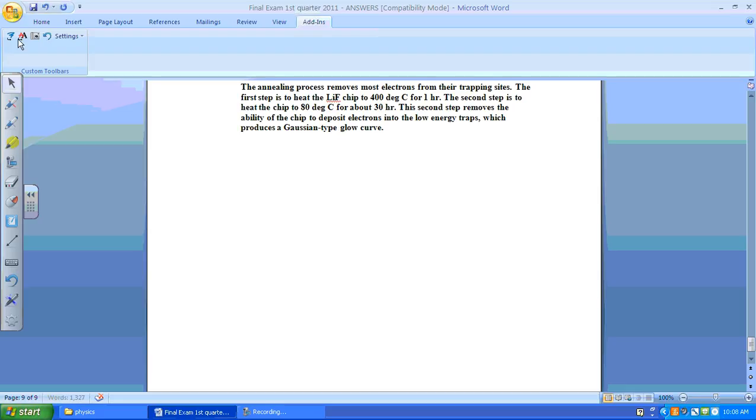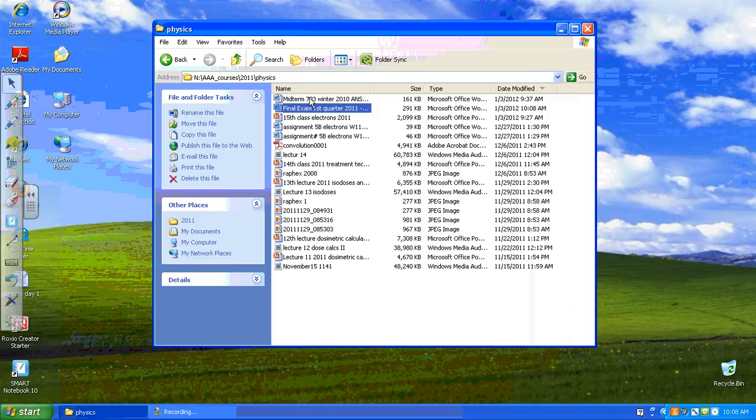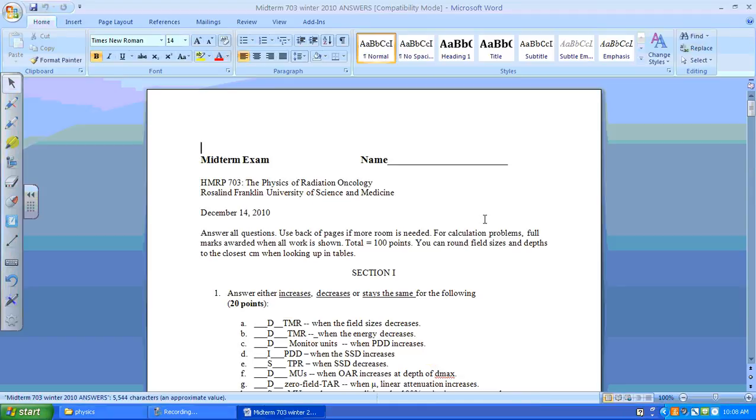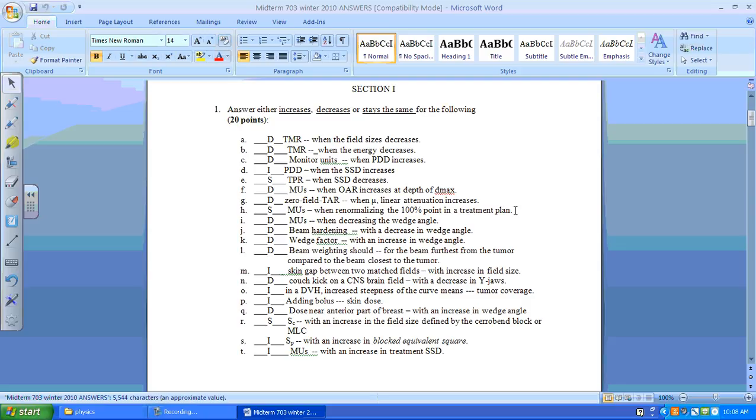Let's go to the midterm. All right, midterm. Anything in here in the first section? G. Zero field TAR does what when mu, linear attenuation, increases? Zero field TAR when mu increases.